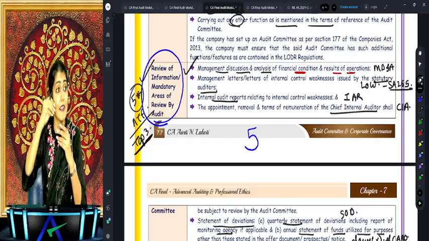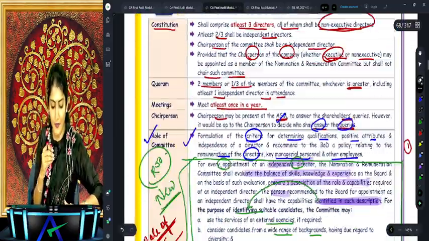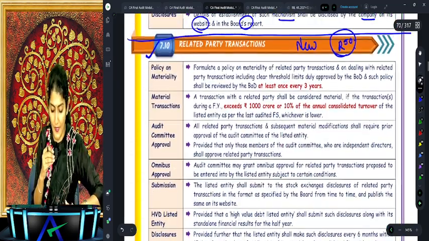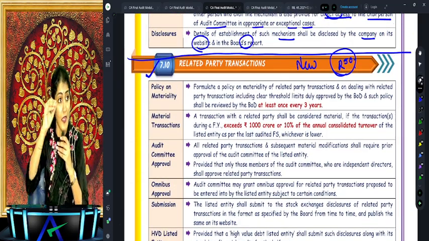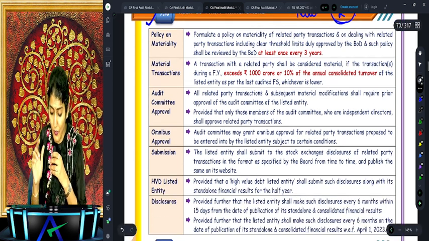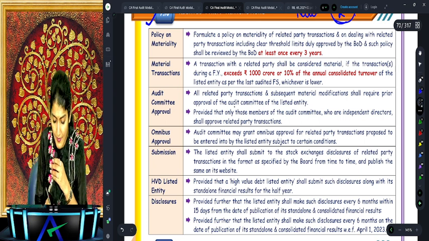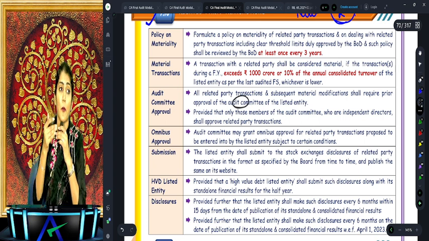Why did they delete that point from there? Because now they have given a separate point on related party transactions. Are you understanding? Still, does it require the approval of the audit committee? Yes, but now it is not included in the mandatory area, because it has been given as a separate point over there.